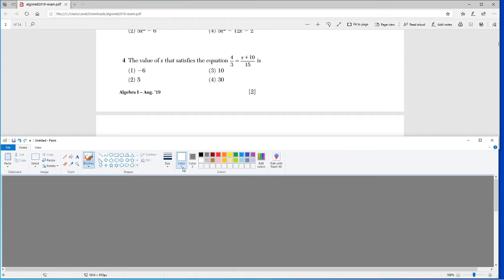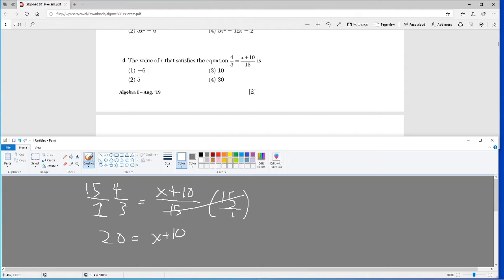Now let's do number 4. The value of x that satisfies the equation 4/3 equals x plus 10/15 is, so we need to solve for x. We have 4/3 equal to x plus 10/15. Multiply both sides by 15. Then we get 60/3 on the left side, which is 20. 20 is equal to x plus 10. Minus 10, minus 10, you have x is equal to 10.